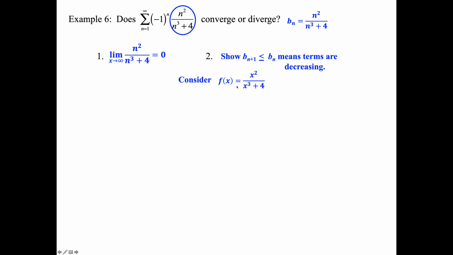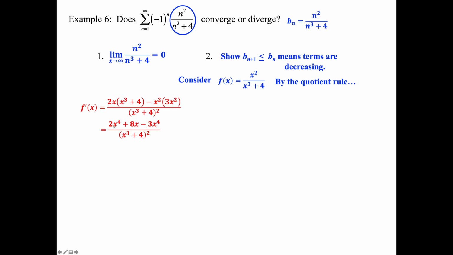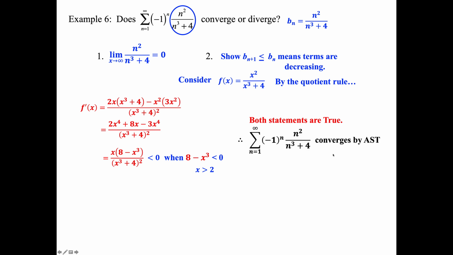Again, you could use that same technique, but I'm going to opt to use the derivative of the quotient rule. So here's my quotient rule. I simplify that. I get 2 to the x, 2x to the 4th plus 8x minus 3x to the 4th. Combine like terms. Look at the numerator and make sure it's less than 0. The only thing that's going to be a problem is the 8 minus x to the 3rd power. So I solve that and I get x is greater than 2. So yes, this will be decreasing once I get past 2 for my n's, and then I have decreasing terms. Both statements are true, so yes, it converges.